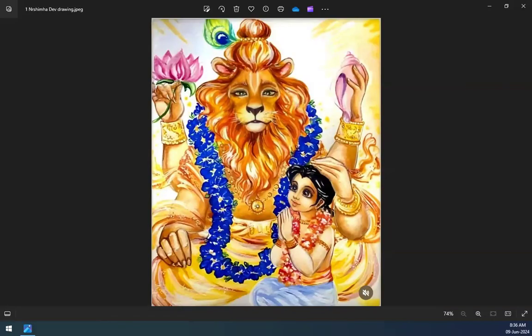Text 10. Vidura inquired, how did the Prajapatis, sons of Brahma and progenitors of living entities, such as Marichi and Swayambhuva Manu, create according to the instruction of Brahma, and how did they evolve this manifested universe?